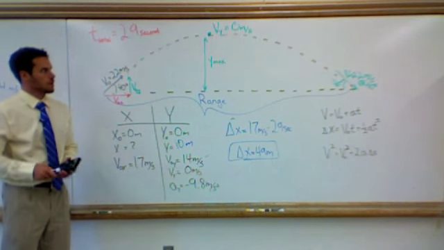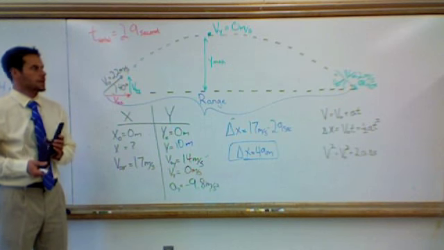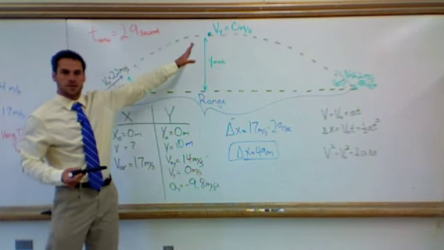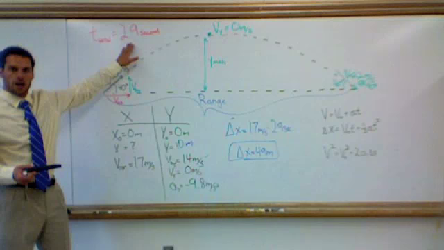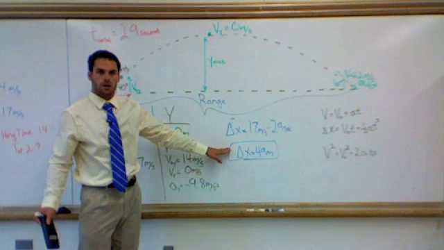So right now we've already solved for everything that we really can for this problem. We have our maximum height of 10 meters, we know our speed at the top, we know how long the entire flight takes, and we know how far it travels in the horizontal direction.